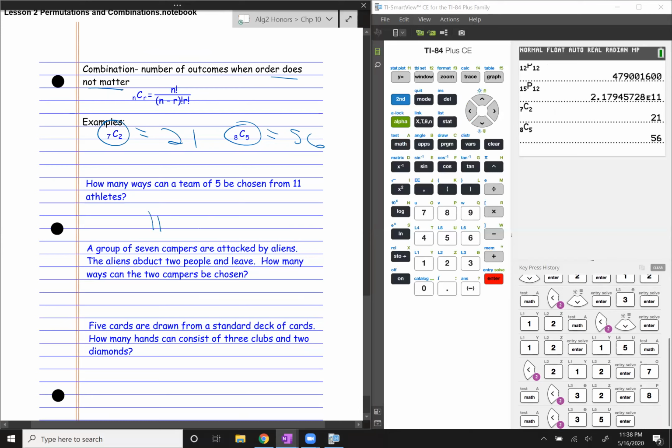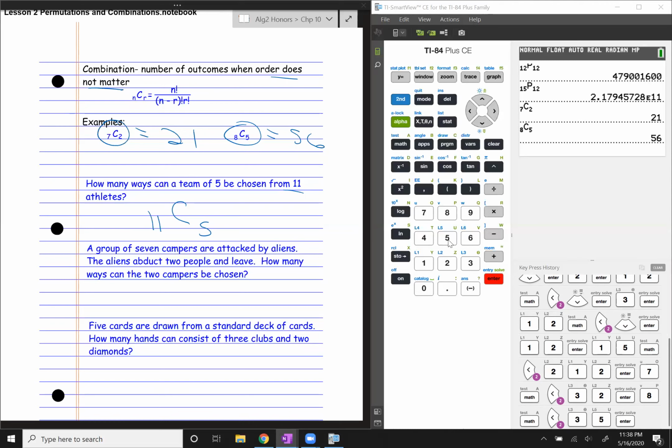Okay, how many ways can a team of 5 be chosen from 11? So always start with the greatest number, the number that we're talking about. There are 11 athletes. We're going to choose 5. Now, you won't get an error message on your calculator if you do it backwards. It's going to tell you that there is, well, let me just show you.